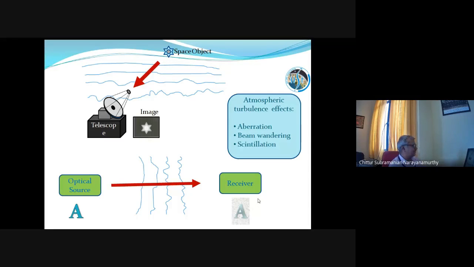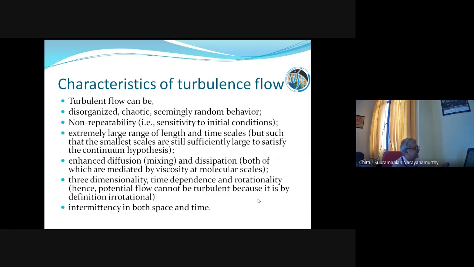This figure shows light coming from a space object, for example a star, passing through turbulence, which is the fluctuations between 1 to 3 kilometers of Earth's atmosphere, and falling on a telescope, and the image is like that. You can have a horizontal layout also and a vertical layout also. The main aberrations are beam wandering and scintillation, which are technically intensity spread.